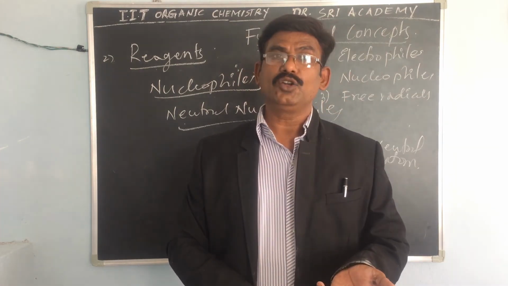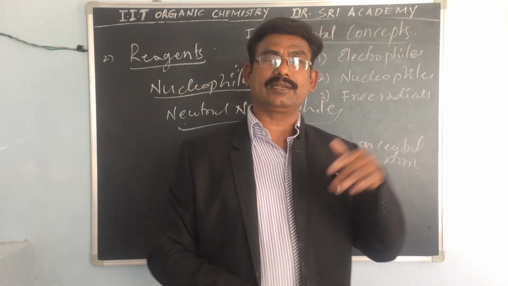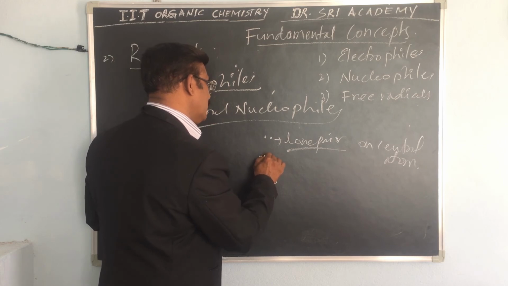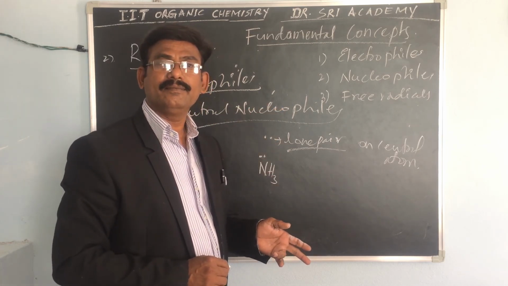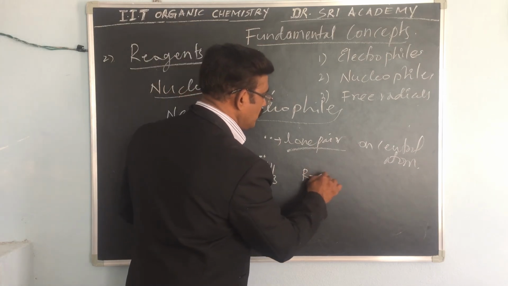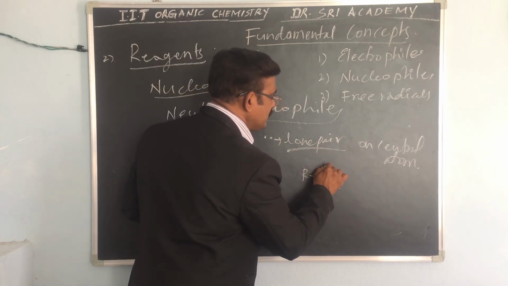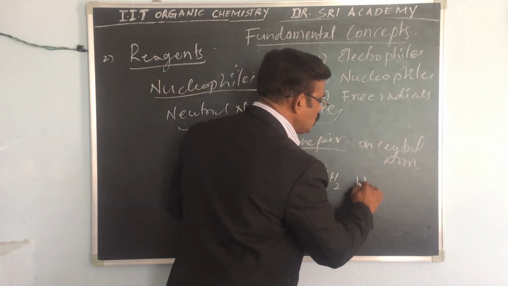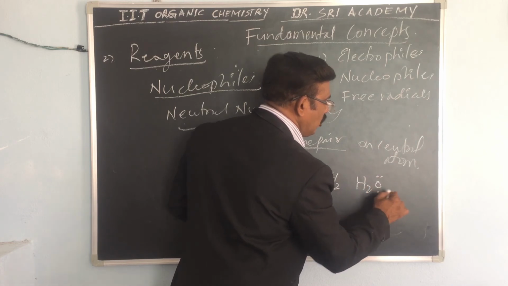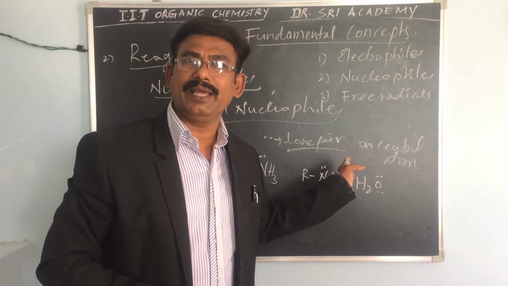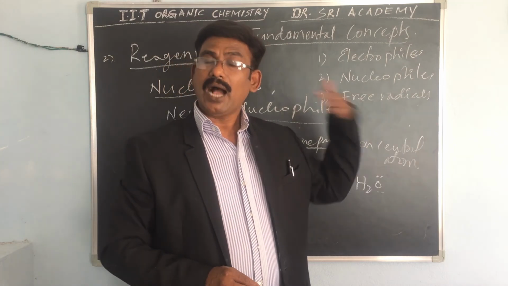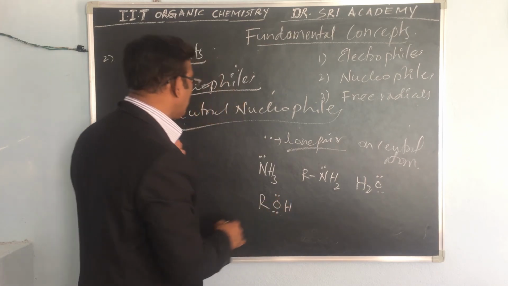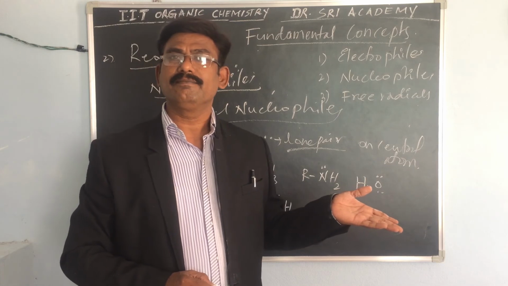NH3, ammonia: the nitrogen contains a lone pair of electrons on the central atom. RNH2, amines, also contain a lone pair. Water, a simple example, H2O: oxygen contains 2 lone pairs of electrons. Ammonia contains 1 lone pair, water contains 2 lone pairs. Alcohols, ROH: oxygen contains lone pairs. These are all neutral nucleophiles.